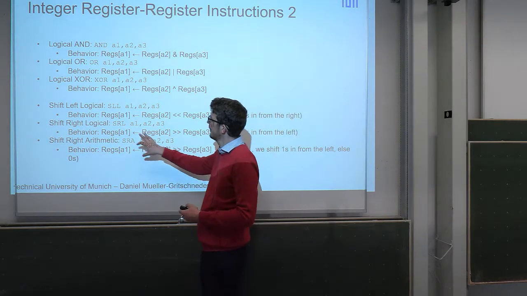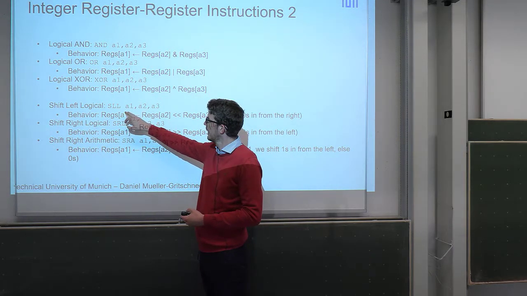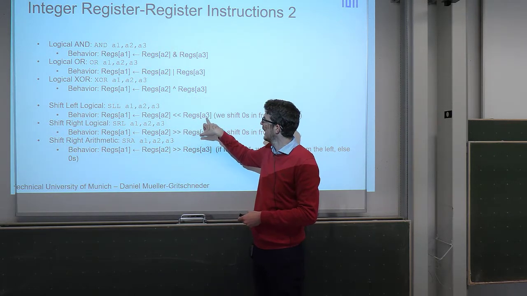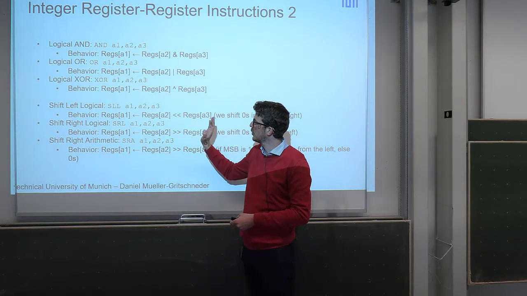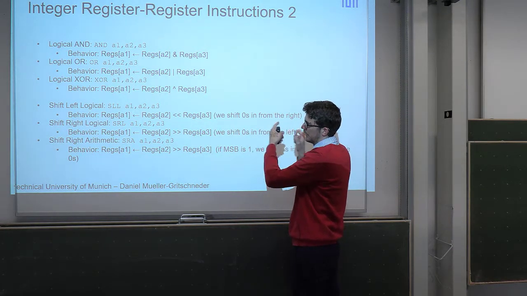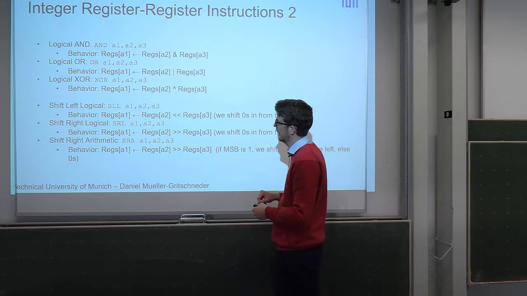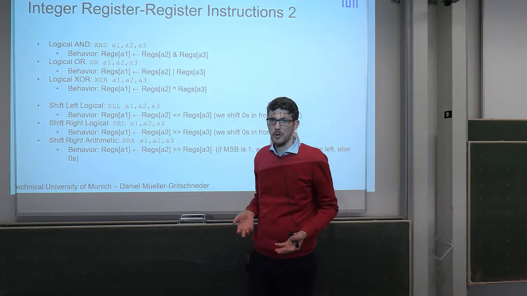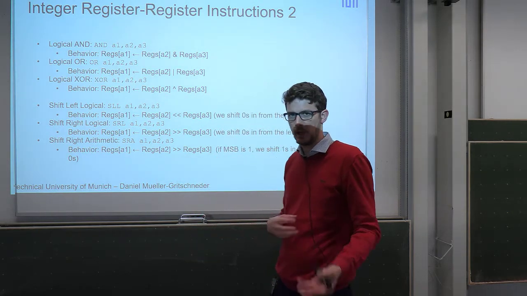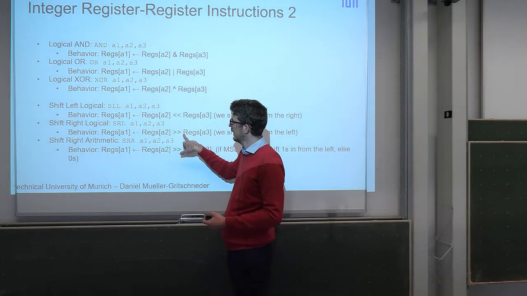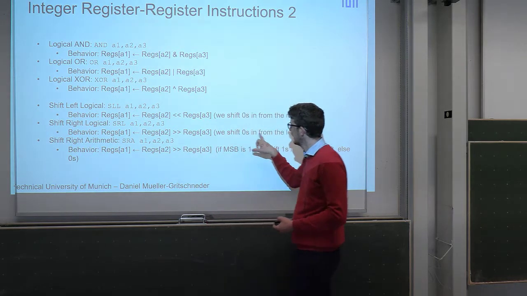We can also shift, so we can shift left. You're shifting A2 by as many positions as you have specified in A3. So if A3 is 2, we would shift A2 by 2 positions, and from the right side you're shifting zeros into the register. For example, shifting a value by 2, because it's a binary value, means you're actually multiplying the value by 4. You can also shift right. If you're shifting right, then you're filling in zeros from the left.